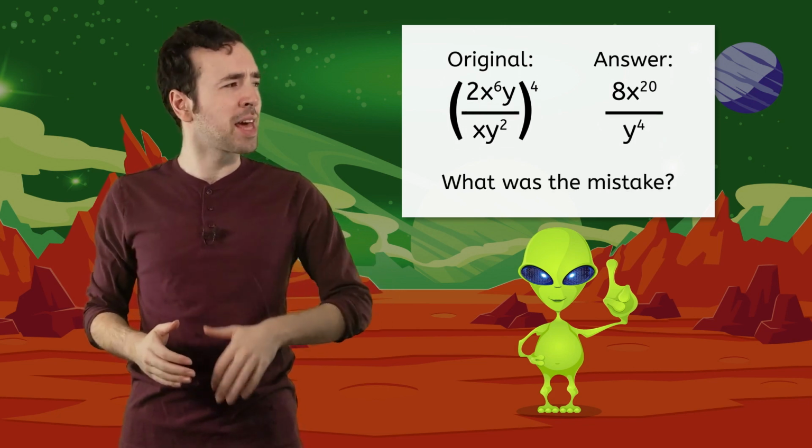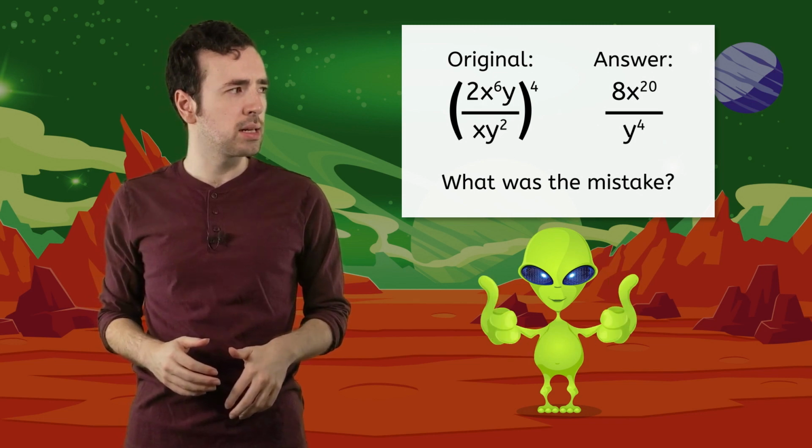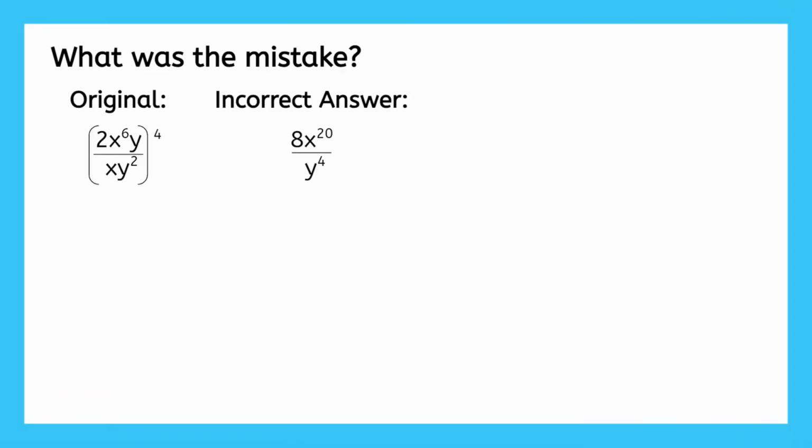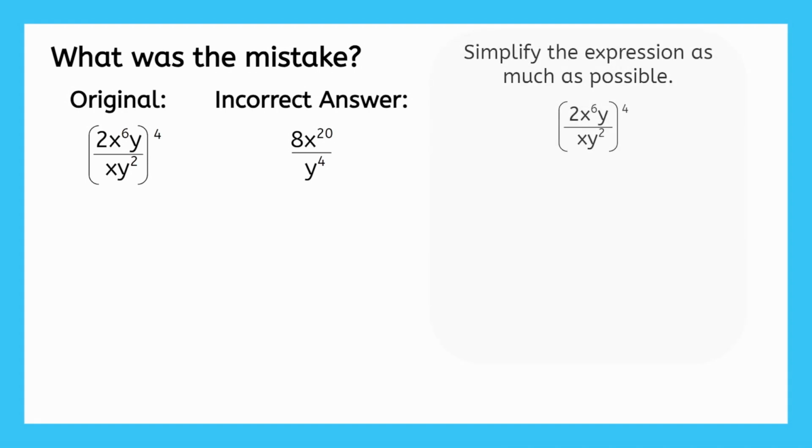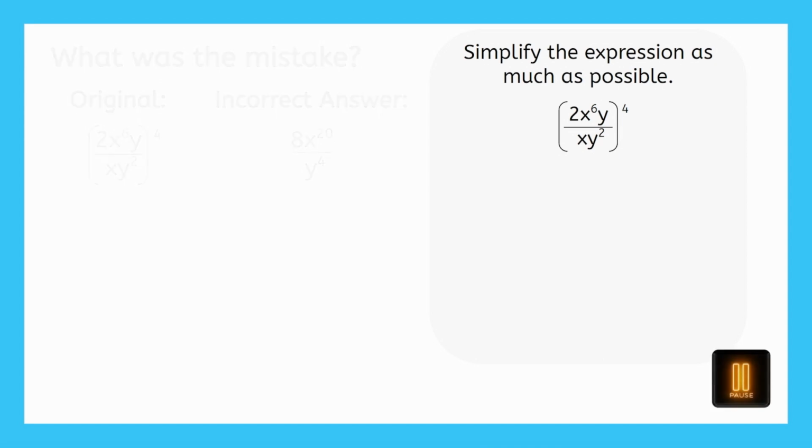So on the left is the original expression, and on the right is the answer, but it's incorrect. And we need to determine what mistake was made. Is that right, Exponox? Do you have any idea what the mistake was? I think I know, but to be on the safe side, we should simplify the expression ourselves and then compare our answer to the incorrect one. Pause here to simplify the original expression in your guided notes.